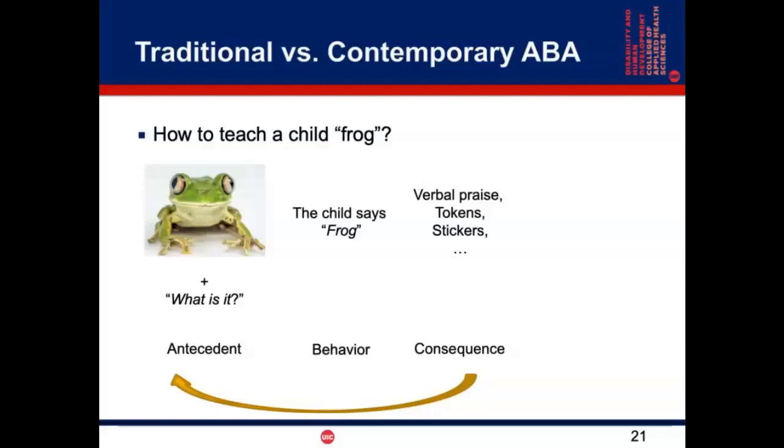Whatever that consequence is, it doesn't matter, as long as it's something that's meaningful and valuable to the person. And so this is the traditional way of conceptualizing a behavior-analytic language approach. We have an antecedent, behavior, and a consequence. Now, it's not about a frog. It's about every single thing in the world. And it's not just about little kids.